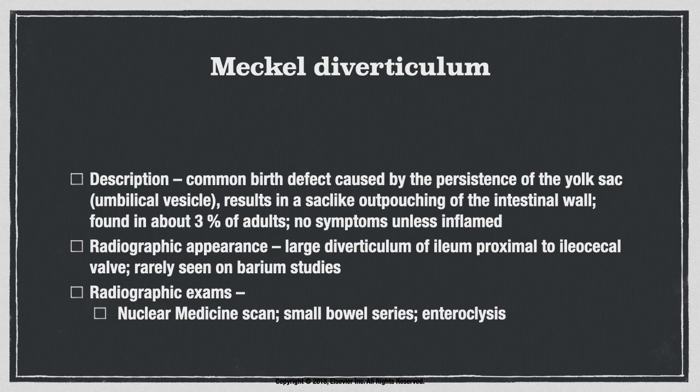Meckel diverticulum. A common birth defect caused by the persistence of the yolk sac or umbilical vesicle results in a sac-like outpouching of the intestinal wall, found in about 3% of adults. No symptoms unless inflamed. Radiographic appearance is a large diverticulum of the ileum proximal to the ileocecal valve, rarely seen on barium studies. In order to evaluate this pathology, a nuclear med scan, small bowel series, and enterocolitis are going to be your best way of seeing it.